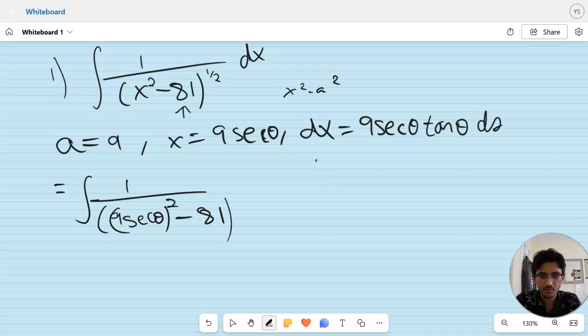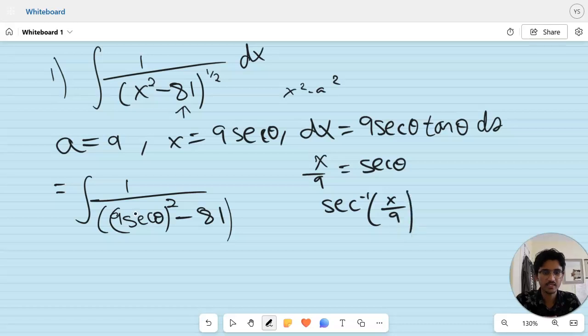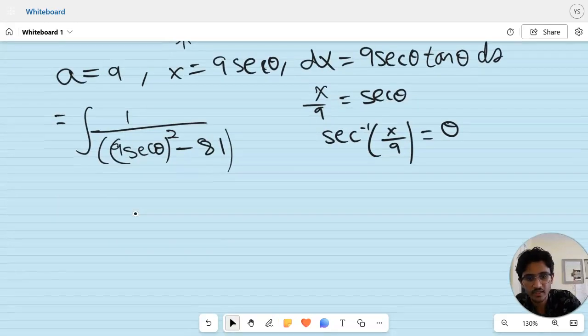So we're going to divide by 9 on both sides. So x over 9 equals secant theta. If you take the inverse of both sides, secant inverse of x over 9 equals theta. Okay, so that's going to be our theta. Let's say that for now, so that if we do require it in the future, we can come back to it.